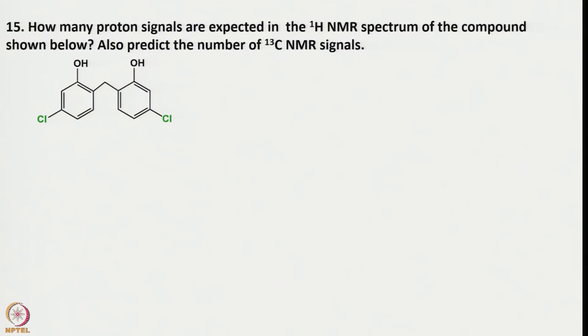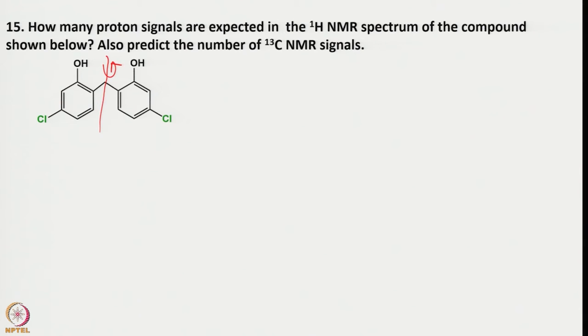Now let's look into another interesting molecule here. How many proton signals are expected in the 1H NMR spectrum of the compound shown below? Also predict the number of 13C NMR signals. If you just look into it, this looks like a very symmetrical molecule here. You can do C2 rotation.